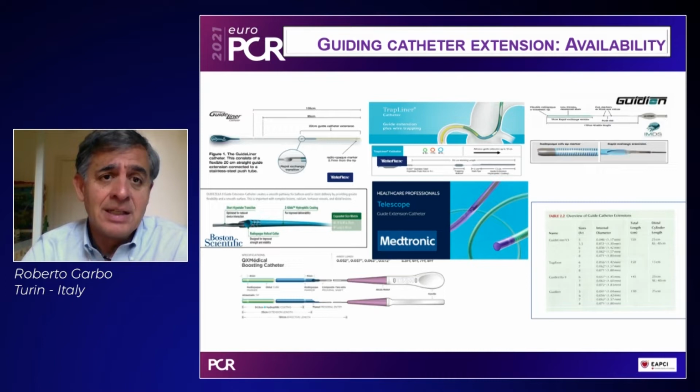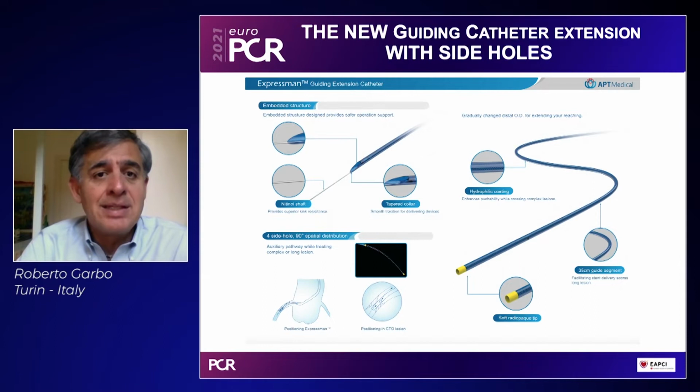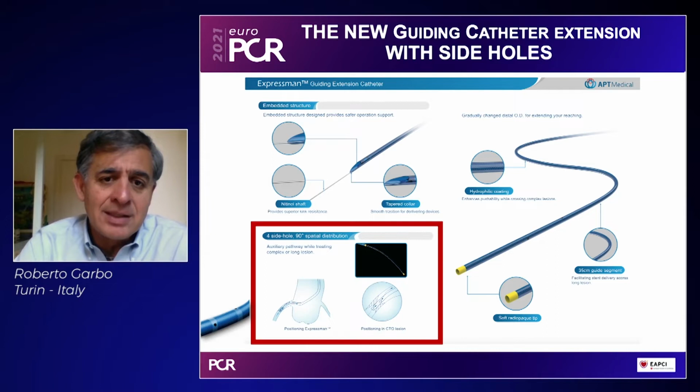We have many guide extensions on the market, as you know, from many companies, but we have one that is really new and really interesting. It's the guide extension from APT Medical. The name is Expressman. It's the only one on the market with side holes. We have 4 side holes in the distal part of the shaft of the guide extension. This is really interesting because with side holes, you reduce a lot the risk of ischemia.